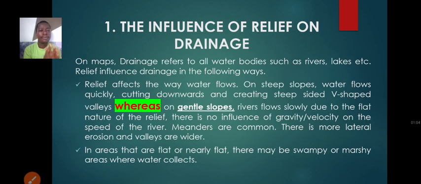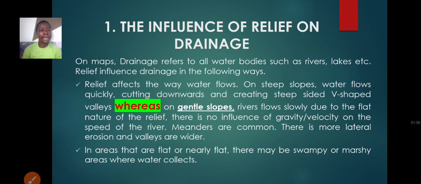Now let's look at the various ways that relief will influence drainage on a particular topo sheet. Now relief affects the way water flows. Don't forget, on a steep slope, water flows quickly, cutting downwards and creating steep-sided or V-shaped valleys. Whereas on a gentle slope, river flows what? Slowly due to the flat nature of the relief. So there is no influence of gravity or velocity on the speed of the river.